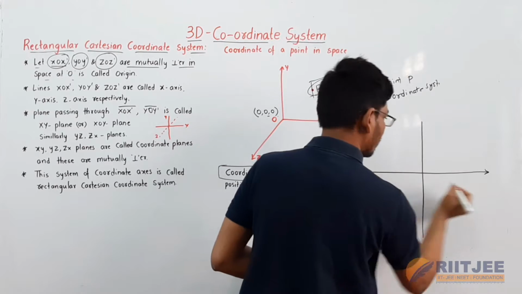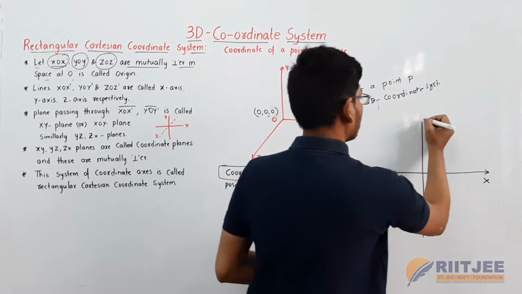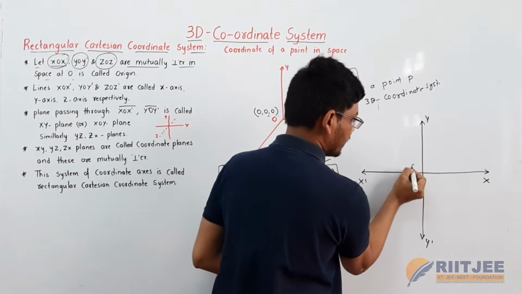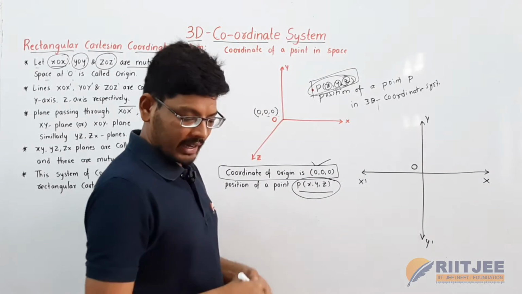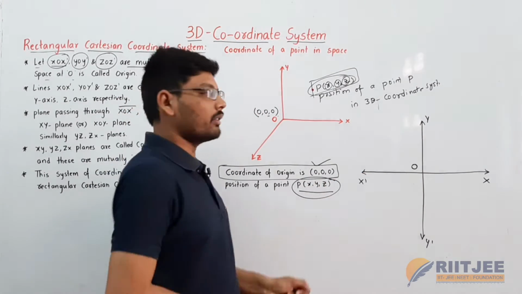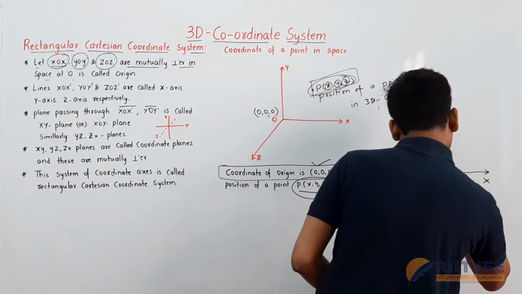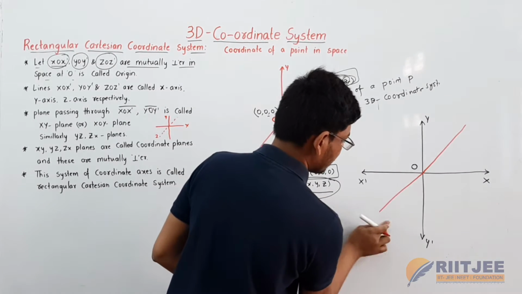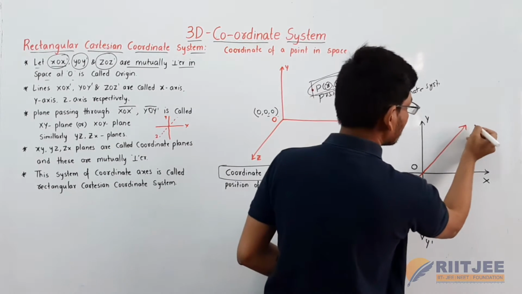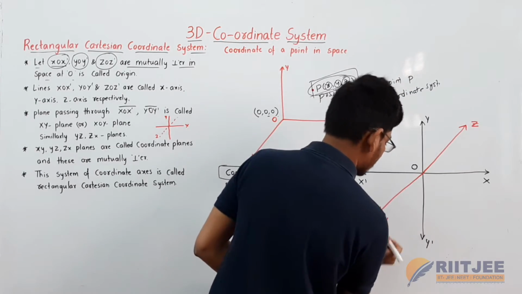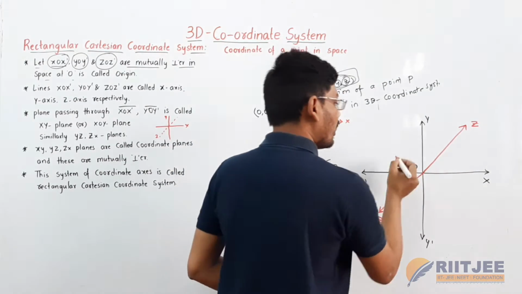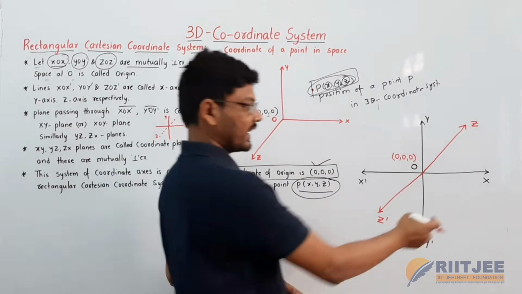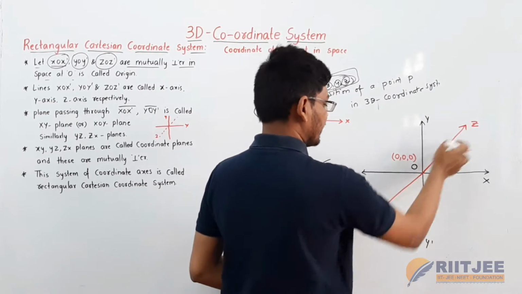Generally we know this is x and this is x dash, this is y and this is y dash. This is nothing but the origin O, and now this is a 2D coordinate system. Now we are introducing a new axis, the z axis, z and z dash, and here this is the origin. The origin has the coordinates 0 comma 0 comma 0. This is x dash, y dash and z dash.